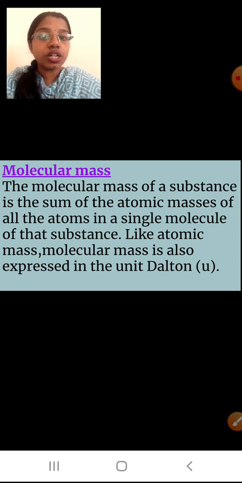Okay students, so what is molecular mass? It is the sum of the atomic masses. We have studied the atomic mass in the last presentation. So the molecular mass of a substance is the sum of the atomic masses of all the atoms which are present in a molecule of that substance. You are going to add each one's atomic mass. Whatever addition you get, that is the molecular mass. We are going to calculate the molecular masses of different molecules.